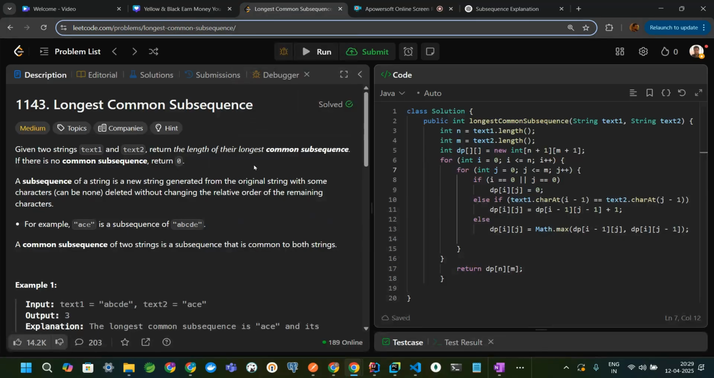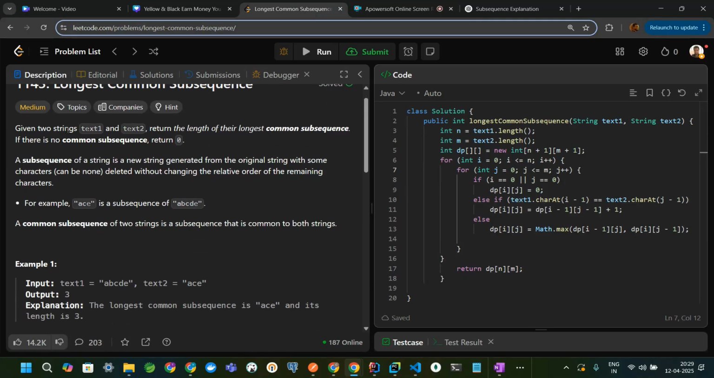Hi everyone. In this video, let us discuss the problem longest common subsequence. Given two sequences text1 and text2, return the length of their longest common subsequence. If there is no common subsequence, return 0.